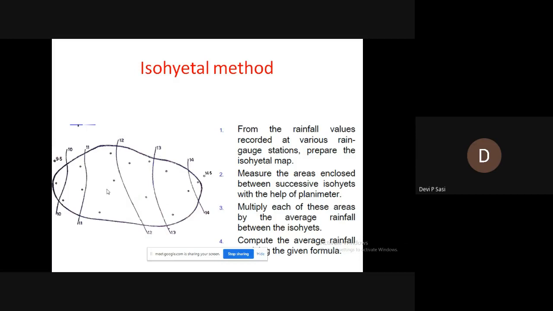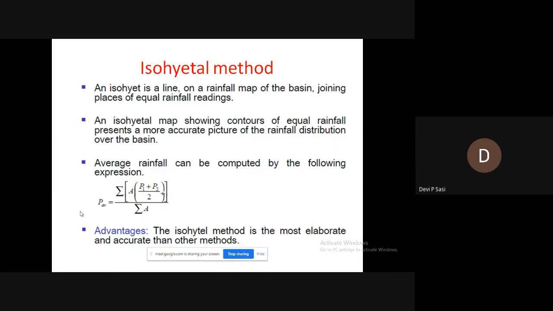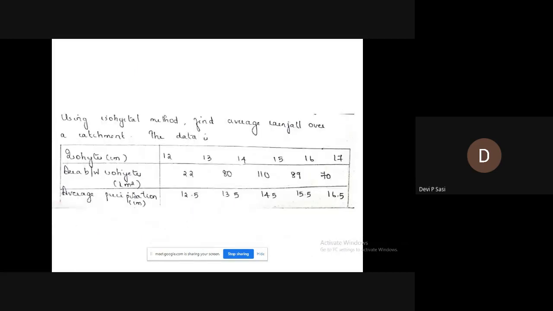Final step, you have to calculate the average precipitation value using the equation sigma (P1 plus P2) by 2 into A, divided by sigma A. The summation of (P1 plus P2) by 2 into A, divided by summation of A. So let's see a problem, then it will be more clear. All of you take the course material.